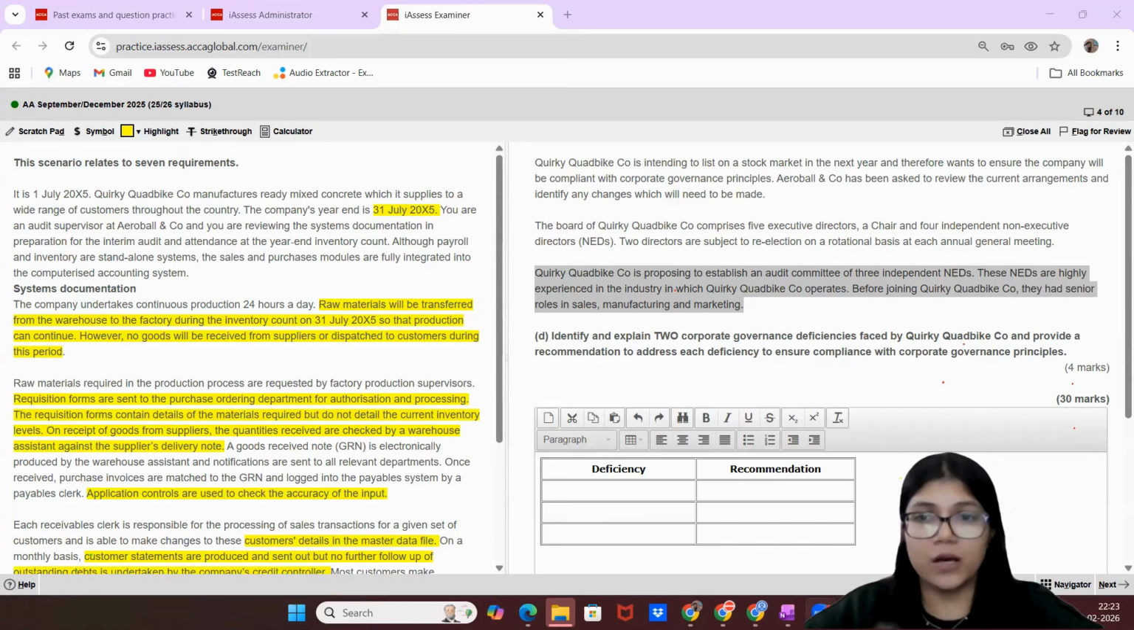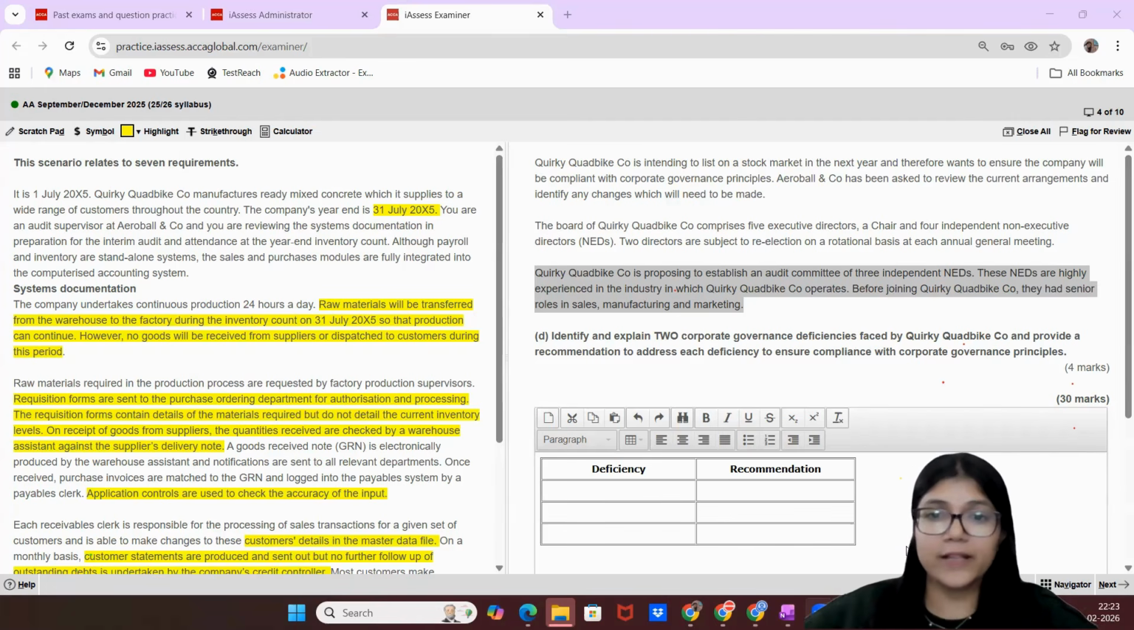The number should be equal, Shreya. ED equal to NED should be there, no majority. Majority comes into your committees. This is talking about the board as a whole. Okay, this one is okay.